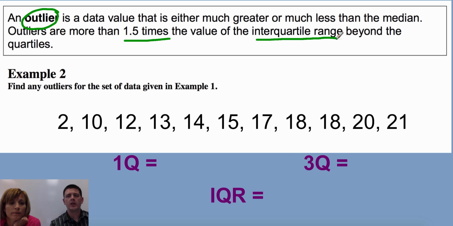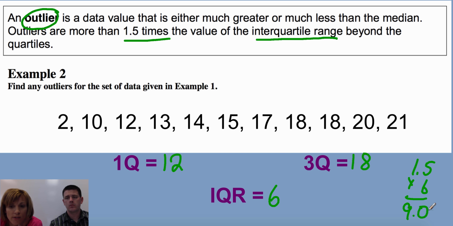So let's go ahead and figure that out for this problem we just got done with. We said our first quartile was 12, our third quartile was 18, and we had an interquartile range of 6. Using your calculator, you're going to multiply 6 times 1.5, and you're going to get the answer of 9. So they're saying anything that is 9 above your third quartile, so 18 plus 9, or anything 9 below your first quartile is going to be an outlier.